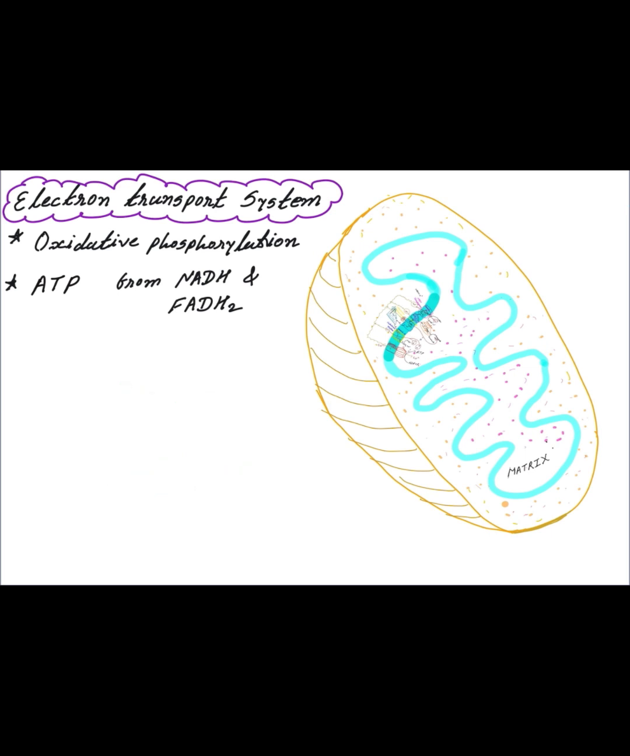During the transport of electrons, H plus ions move across the membrane from one place to another, and meanwhile the high energy compounds are converted into ATP. The high energy molecules are nothing but NADH and FADH2. Now let's understand what these NADH and FADH2 are.